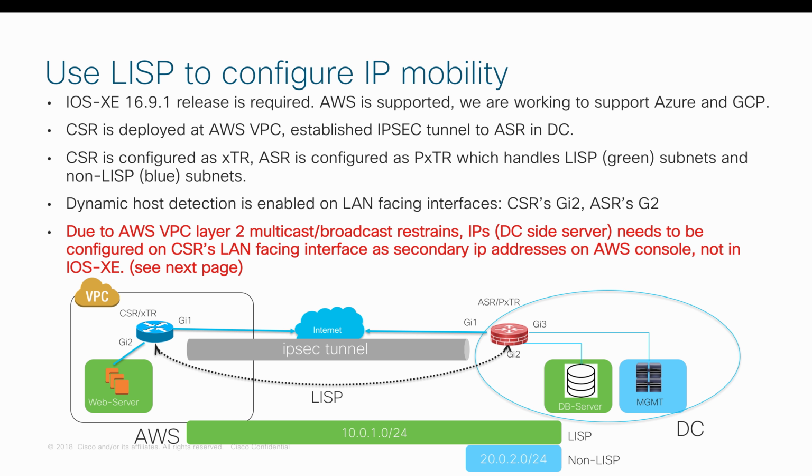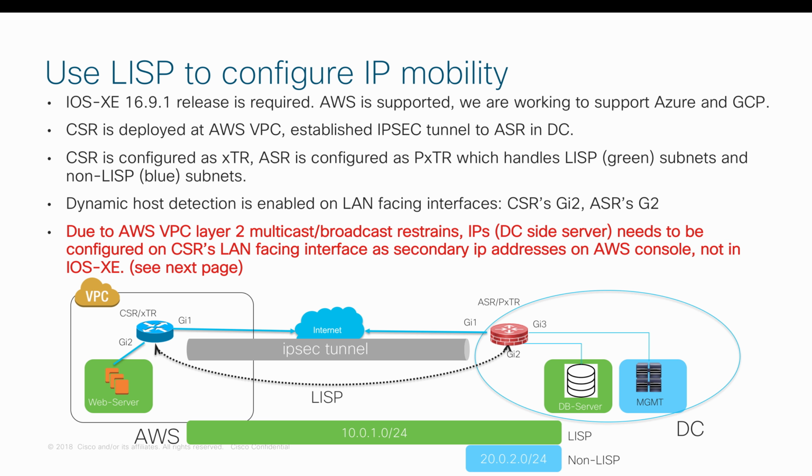And on the ASR side, you have gigabit 2, you have gigabit 3, but only gigabit 2 is the one that's facing the LISP subnet. So that's the interface you need to enable dynamic host detection. You don't have to do it for gigabit 3 because it connects to a non-LISP subnet.